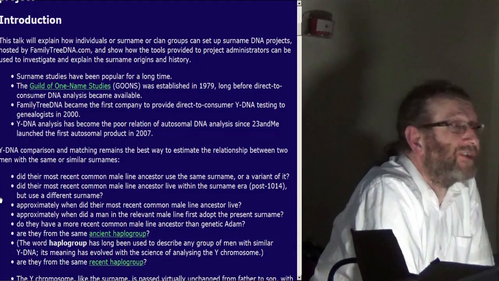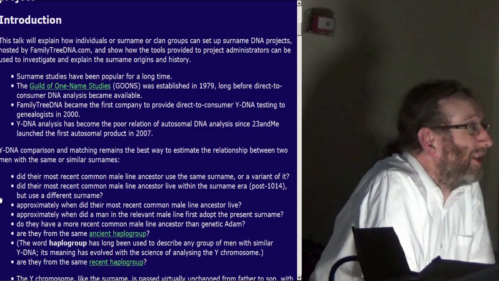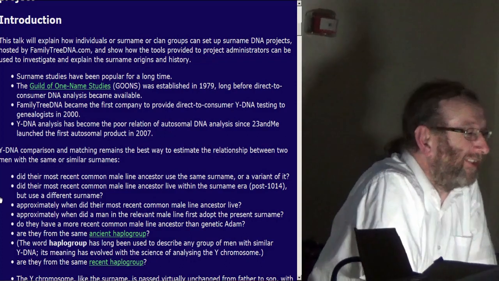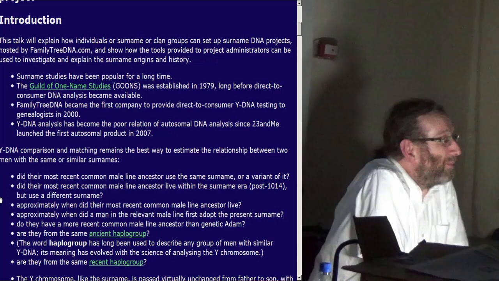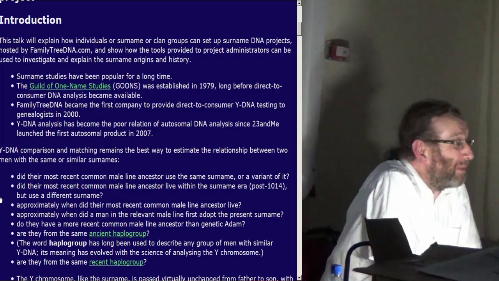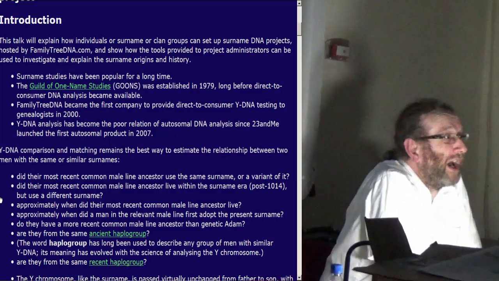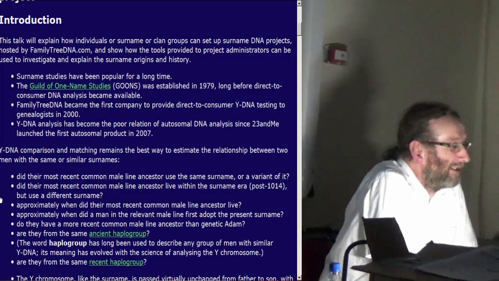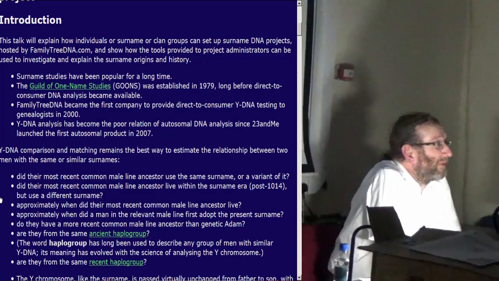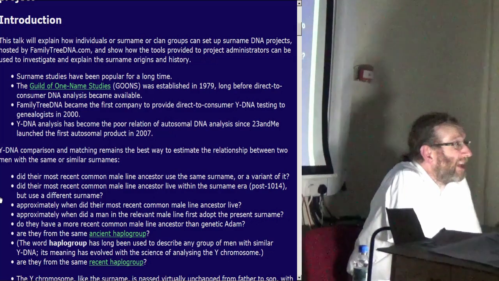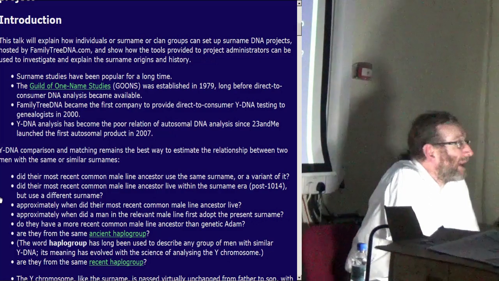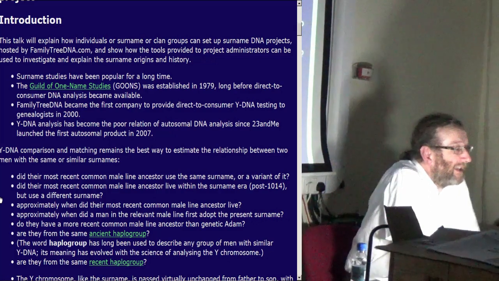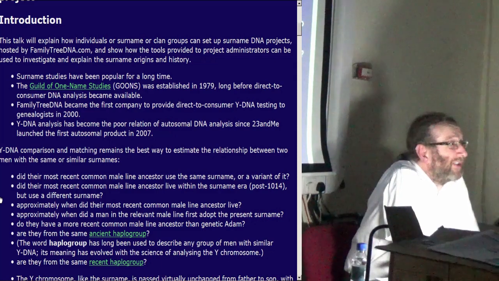But first, some of the questions that you might be able to answer about your ancestors by looking at Y chromosomes. You might have two men with the same surname or similar surnames, and they might wonder, are we related, or how are we related? Do we descend from a most recent common ancestor who had the same surname that we have? Or did the surname evolve completely independently in our two male lines? When did our most recent common ancestor live? Was it within the Surname Era?